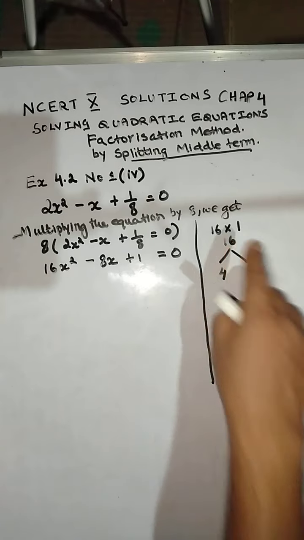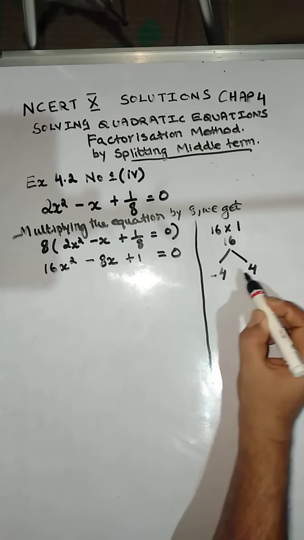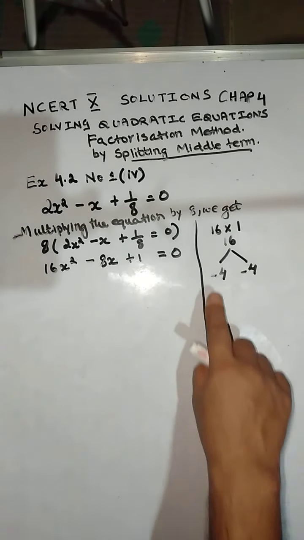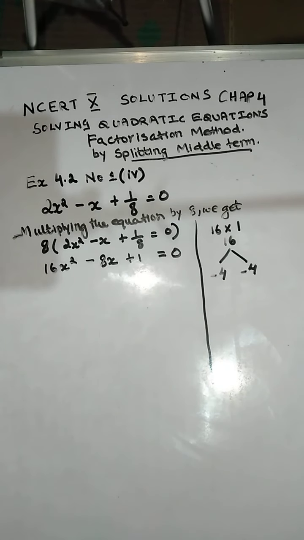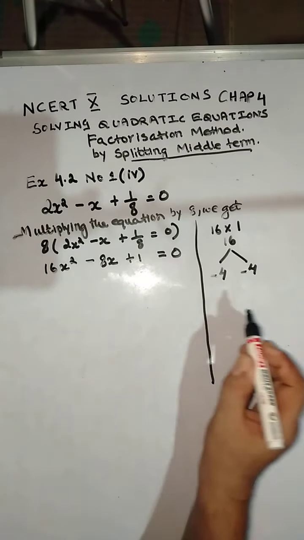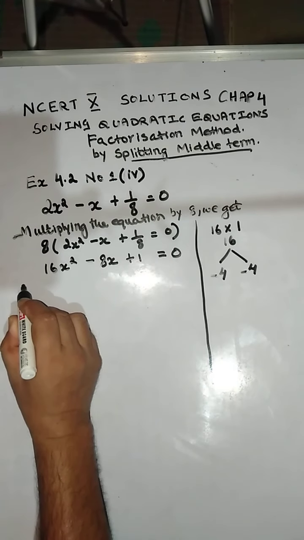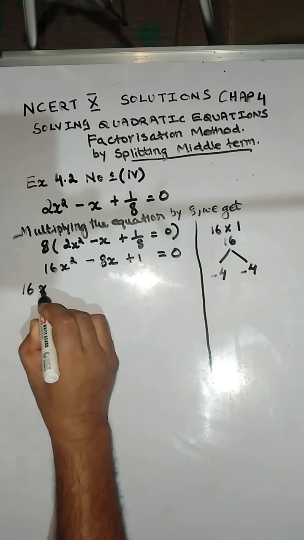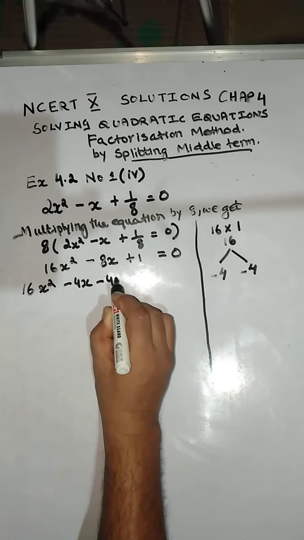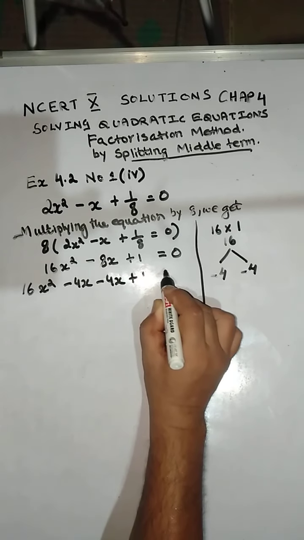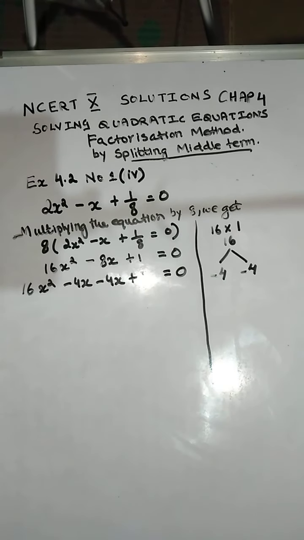and 4 are 16. And if you put a minus here and you put a minus there, minus 4 plus minus 4 will give you minus 8. So you already got your middle term to be split. So now you go to the next step, you put here 16x squared minus 4x minus 4x plus 1 is equal to 0.